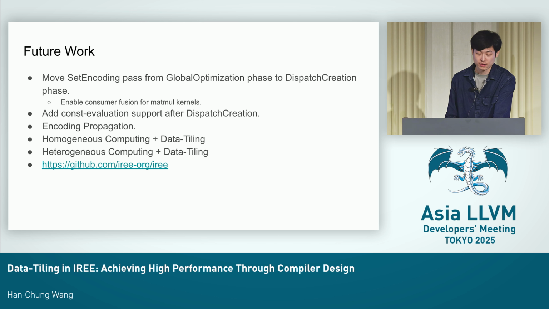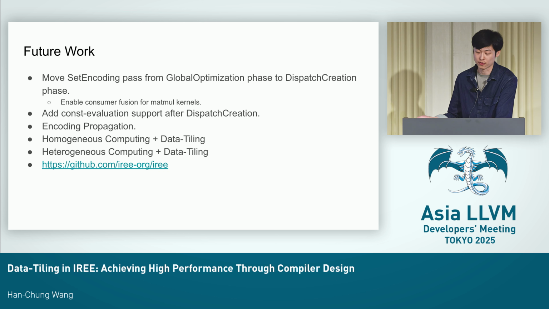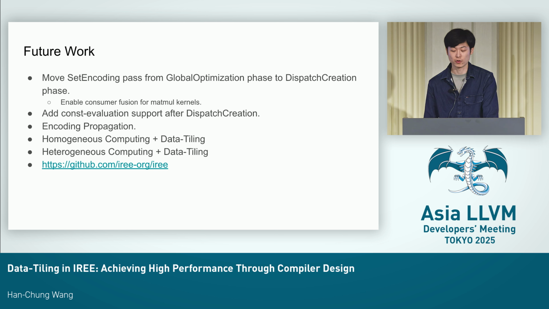And we haven't finished all the work, and here is some future encoding work for data tiling. We are trying to move the set encoding path from the global optimization phase to the dispatch creation phase, which enables consumer fusion for CPUs. It also requires us to move the const evaluation techniques down after that phase. And the encoding propagation is also under development, as well as multi-device.